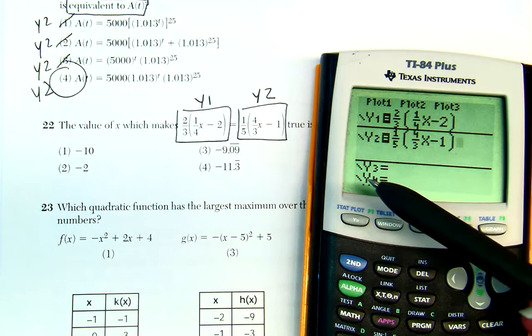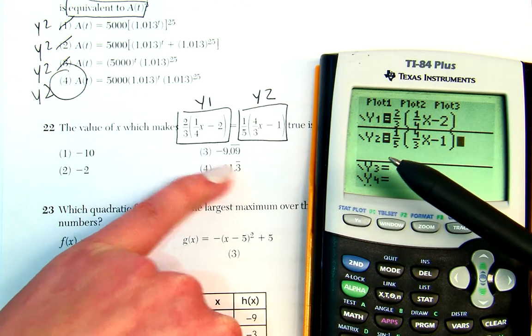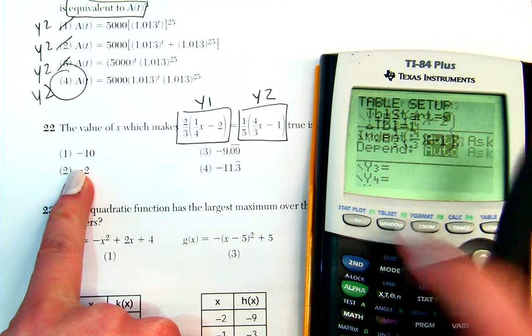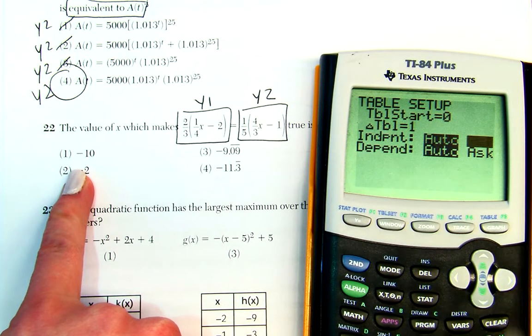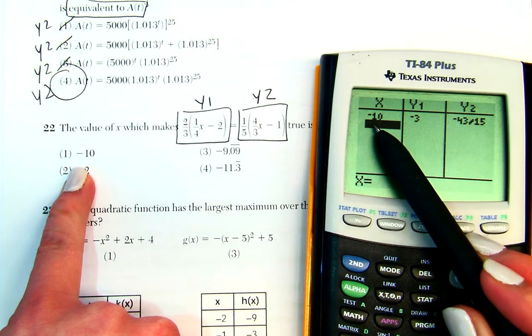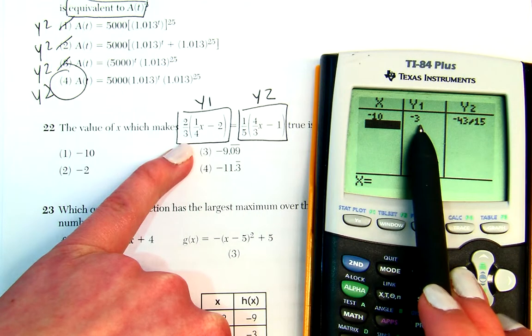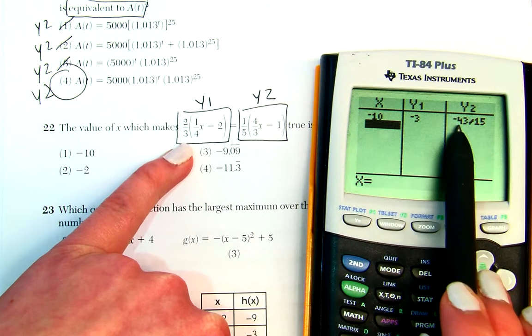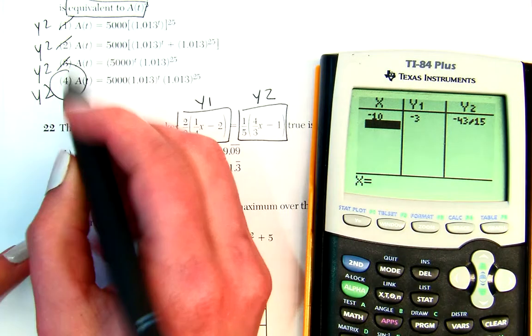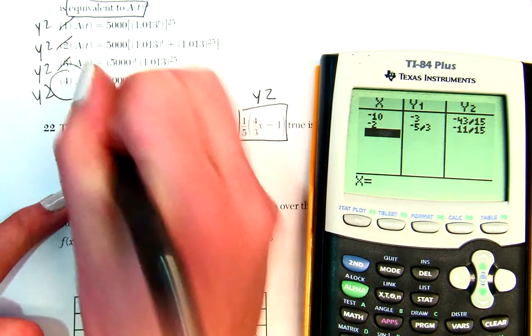So I want this to be in ask mode because I need to type in these choices, especially when I get to these decimals. So I'm going to go to second window, put this in ask, and then go to the table. Now I can type in -10, enter, and determine this value of -10 does not make it true, because if I plug it into the left side, I wind up with -3. When I plug it into the right side, I wind up with -43 over 15, and they are not equal. So then I'm going to try -2, and then I wind up with something that is not equal as well.